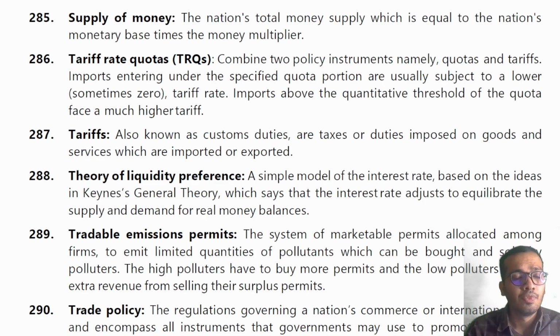Then we have tariff rate quotas, TRQs. It's a combination of two policy instruments, namely quotas and tariffs. So imports entering under a specific quota portion are usually subject to a lower, sometimes zero, tariff rate, while imports above the quantity threshold of the quota face a higher tariff.